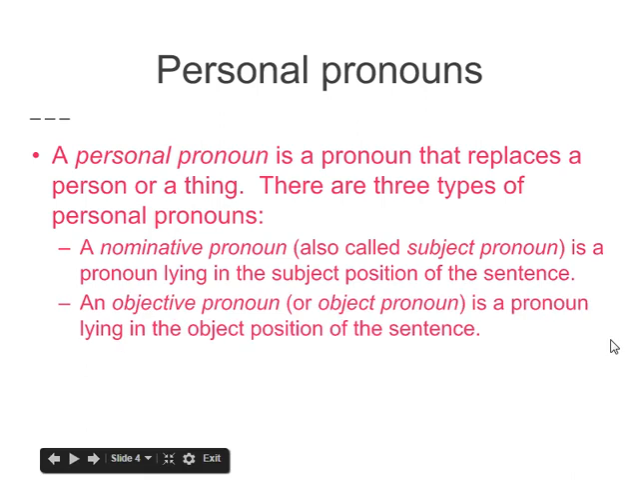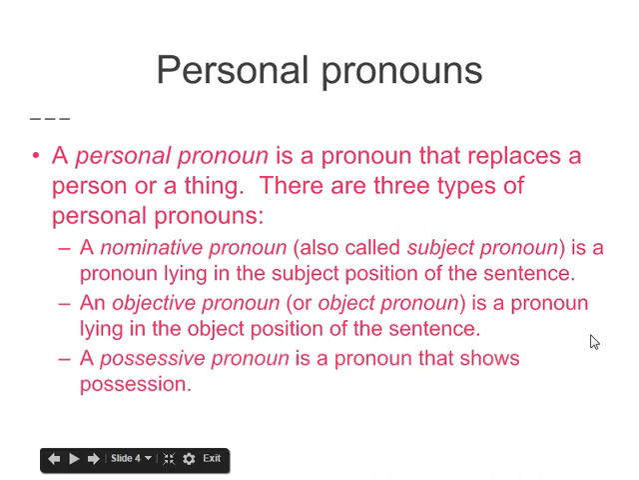An objective or object pronoun is a pronoun lying in the object position of the sentence. In other words, it is normally the pronoun coming after the verb and receiving the verb's action. And again, we can say objective or we can say object. I just like the term object pronoun because then you remember subject as the noun or pronoun coming before the verb, object as the noun or pronoun coming after the verb, and it's easier just to remember these terms, subject pronoun, object pronoun.